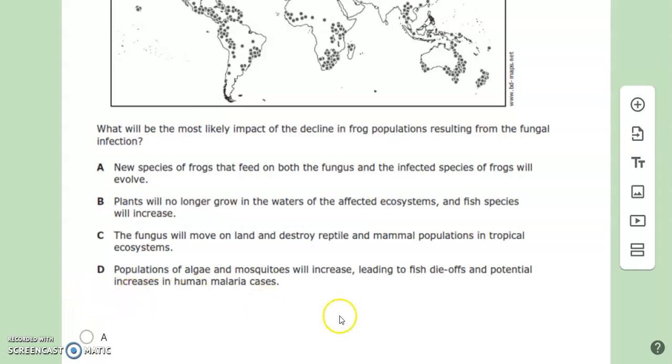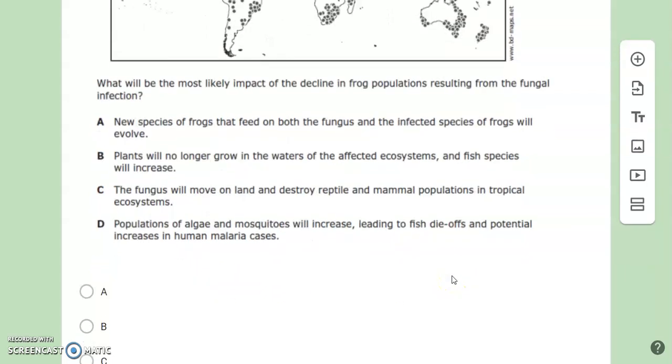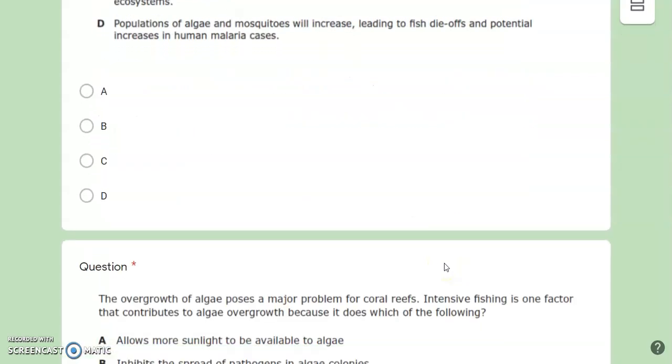Populations of algae and mosquitoes will increase, leading to fish die-offs and potential. Okay, so amphibians do eat algae, and we know frogs eat mosquitoes. And if there's fewer frogs, there will be more mosquitoes, right? And more algae means more dying, means more bacteria eating the algae, means more dead zones. Because we know that when you have too much algae, that's eventually what happens, it creates dead zones. So, D sounds pretty good.